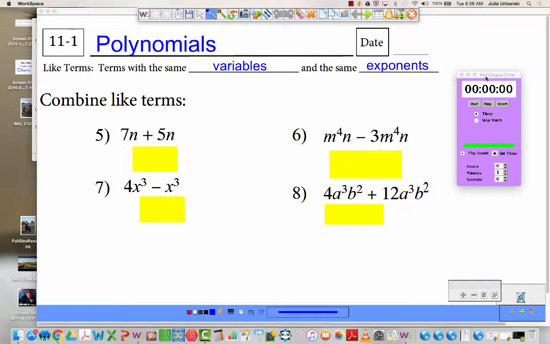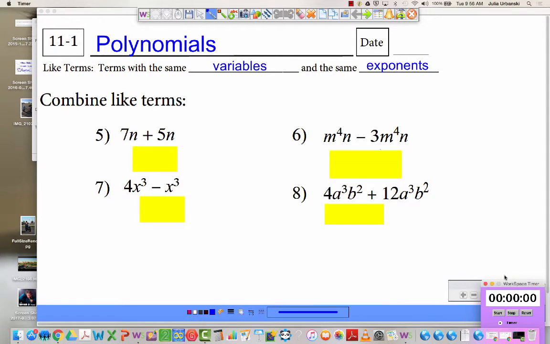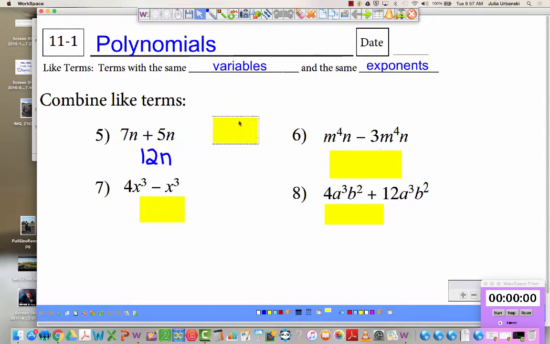Okay, so we're on 11-1 to begin as a warm-up. Number 5, what did you get? 12n, good. You combine the numbers in front, but you do not change the exponents. Number 6, you don't change the exponents. This one just had n to the first.